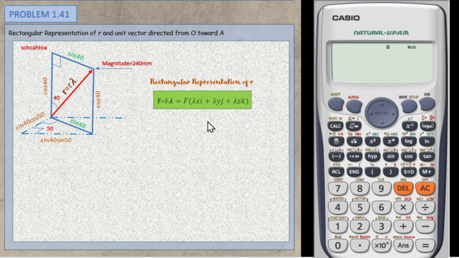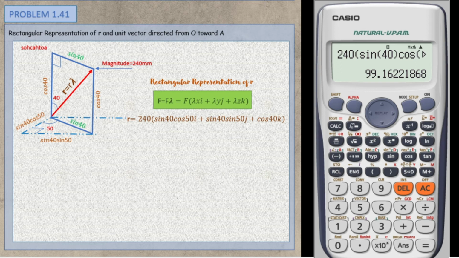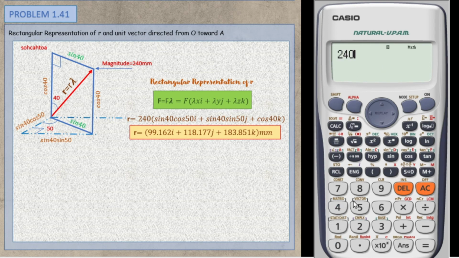We can now start substituting those values. Here, we can now compute for our rectangular representation of R. So 240 times sine 40 cosine 50, there it is, 99.1612i, and for j, 240 sine 40 sine 50, so it is 118.177, and 240 cosine 40, so it is 183.851.